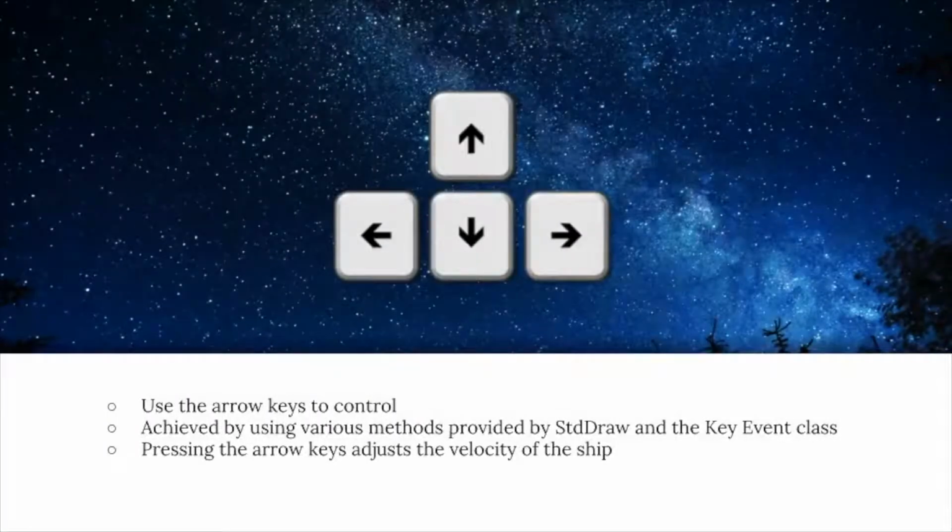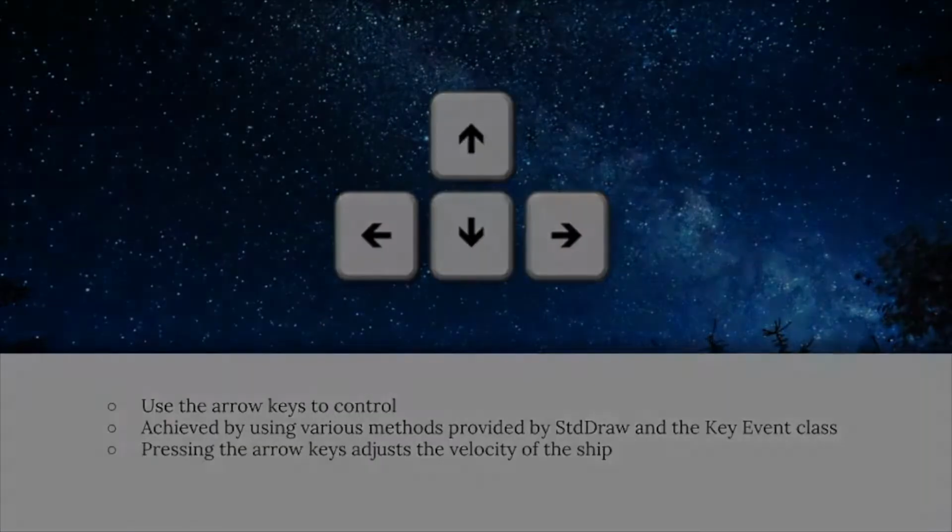To control the rocket, the user can use the arrow keys, and we figured out how to do this by reading the documentation for the Princeton Standard Draw class and the Java KeyEvent class. We basically checked if any of the arrow keys were being pressed by the user within the loop of the NBody Extreme main function, and adjusted the velocity of the ship accordingly. So naturally, the up arrow would increase the y velocity, the down arrow decreases the y velocity, and similarly, the right arrow increases the x velocity, and the left arrow decreases the x velocity.